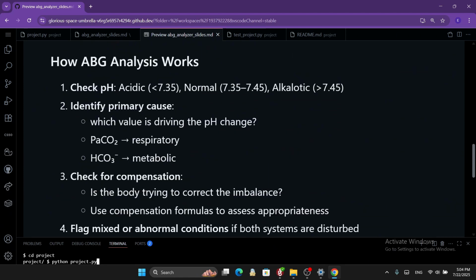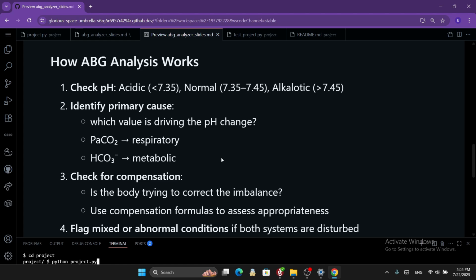So how does ABG analysis work? First, we have to check the pH of the blood and see if it's acidic, normal, or alkalotic. After that, we have to see which component of the ABG is driving the pH in that direction. If it's carbon dioxide, then we have a respiratory problem. And if it's bicarbonate, then we have a metabolic problem.